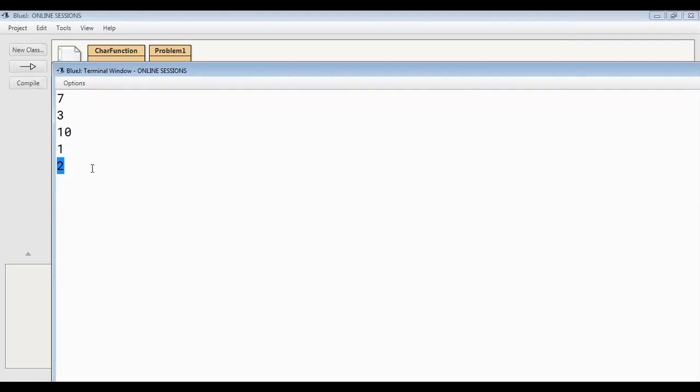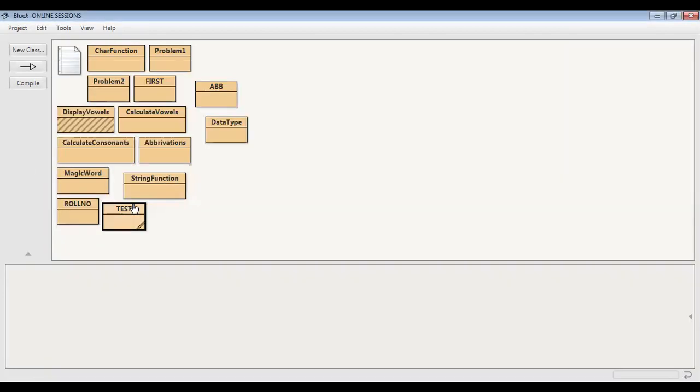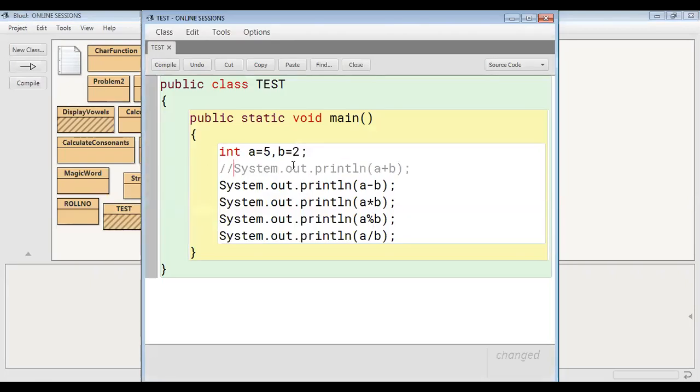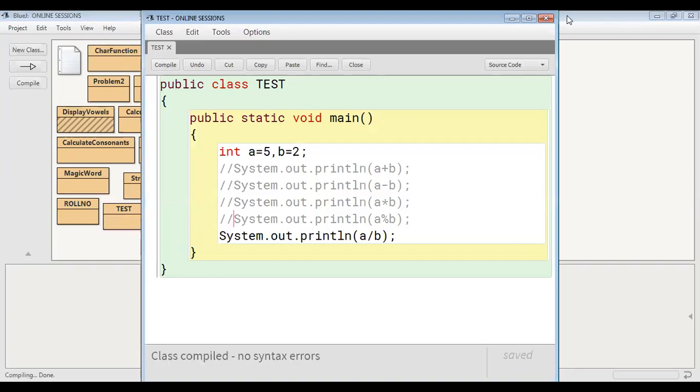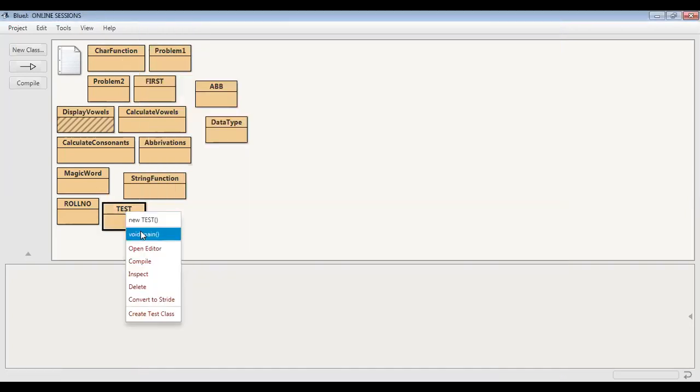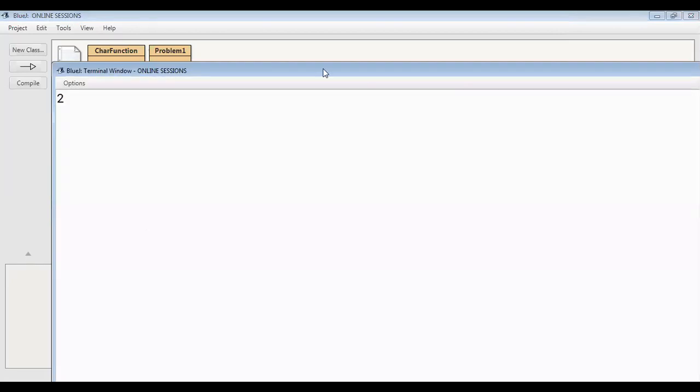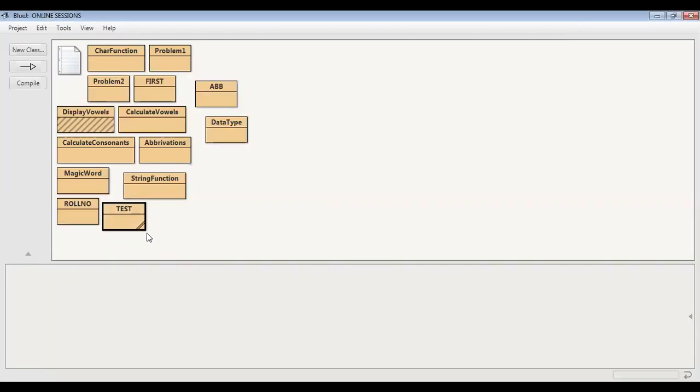And here, this is what I want to highlight. You will find my answer is coming as 2. Now 5 divided by 2, is the answer 2? No. If I make all these comments, because we have to work on this part only, what is a divided by b resulting in? You will find a divided by b is resulting in 2, whereas the answer is wrong.